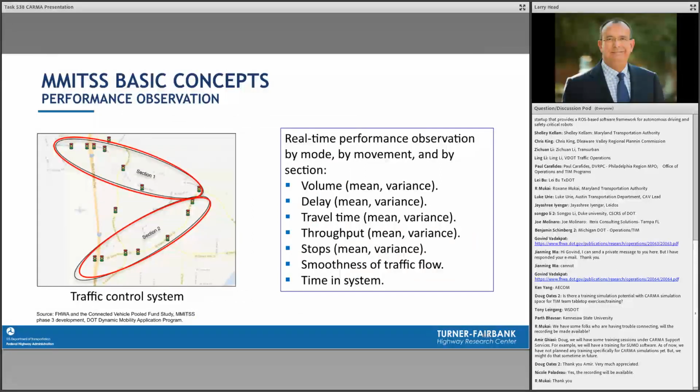And then, of course, in any kind of cooperative driving automation or connected vehicle system, the fidelity of the data that we get allows us to observe performance. And so we can do it by mode, by movement, and by section. Things like volume delay, travel time, throughput, stops, new measures like smoothness of traffic flow and the amount of time a vehicle spends in the system can be used for assessing vehicle performance.